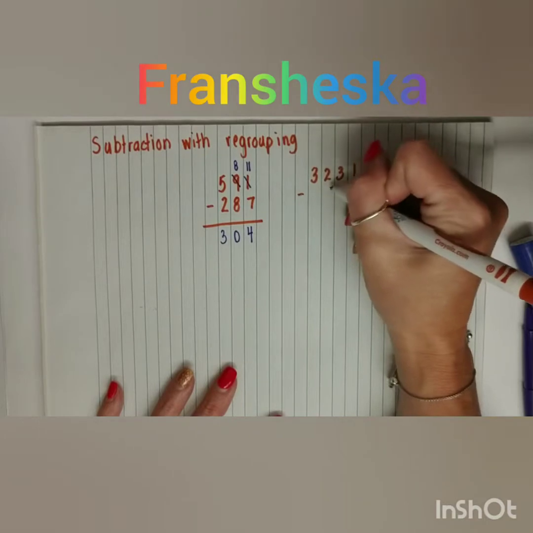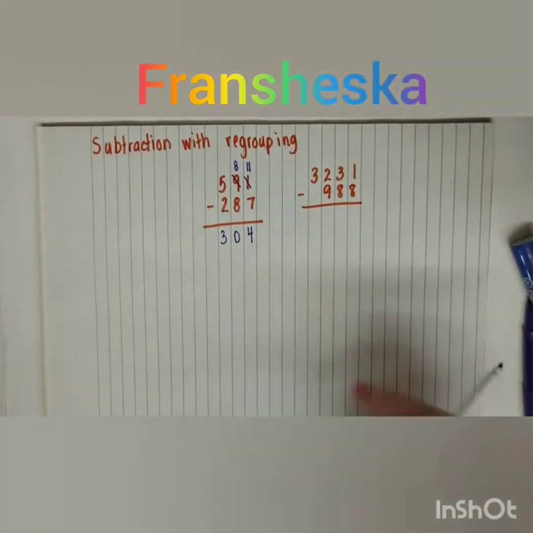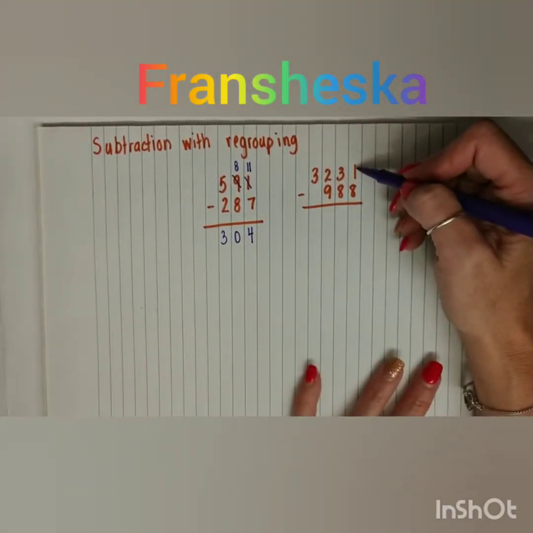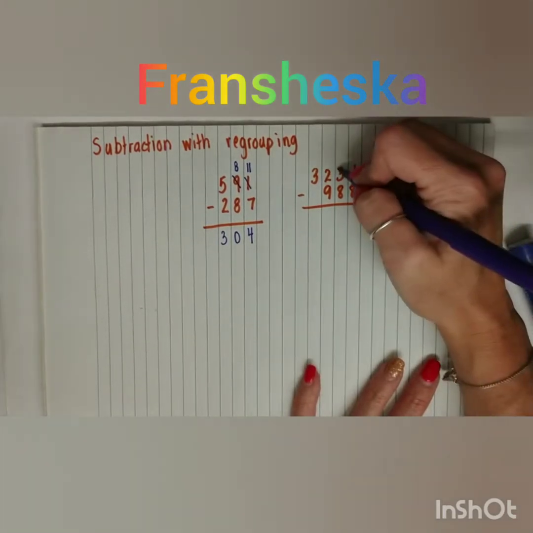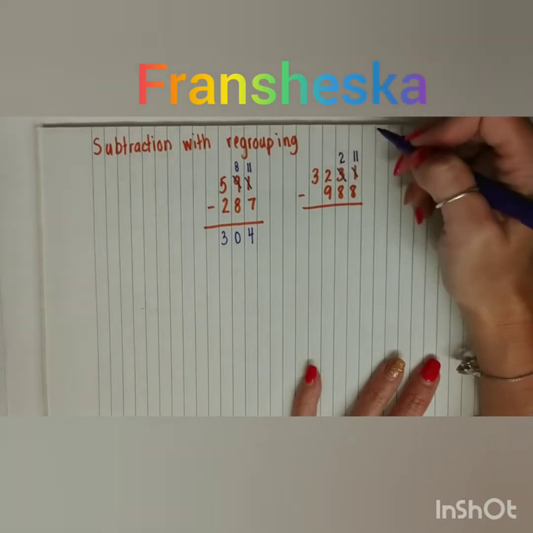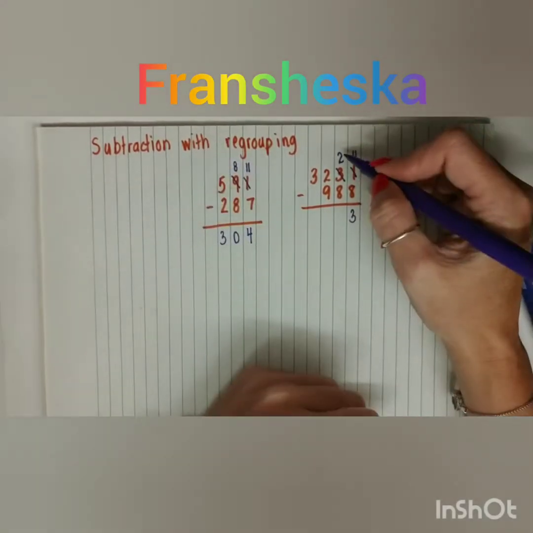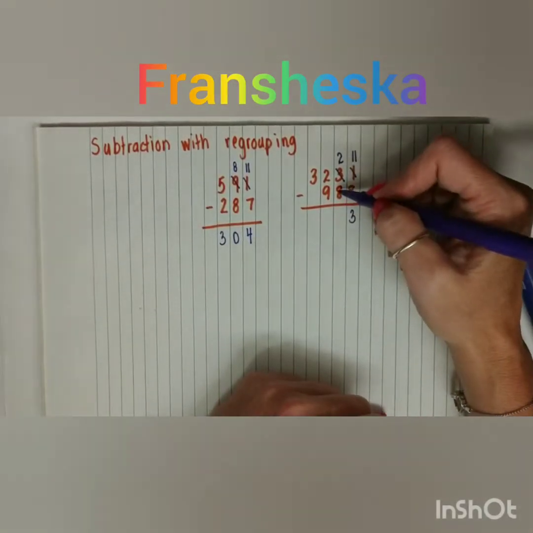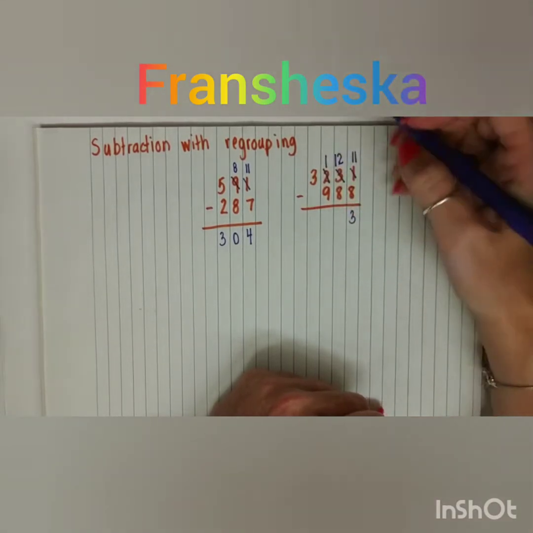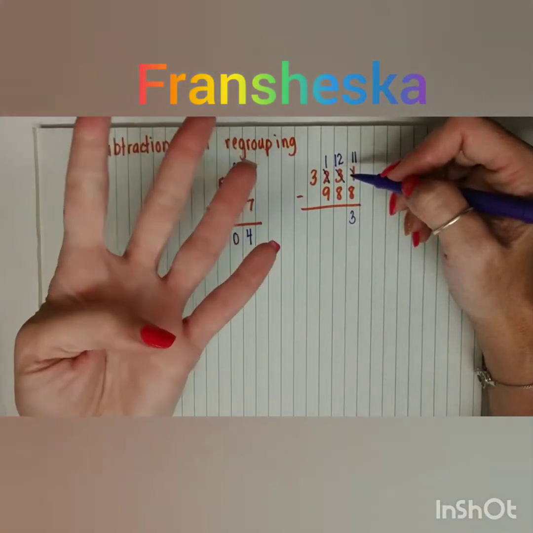3,231 minus 988. All right, so we start in our smallest place value, which is our ones place. I cannot take 8 from 1, so I have to regroup. So I'm going to borrow from the tens place. That becomes a 2. This becomes an 11. 8, 9, 10, 11. I have 2 minus 8. I can't do that. I have to regroup, so I'm going to borrow from the hundreds. That becomes a 1. This becomes a 12. So 12 minus 8, 9, 10, 11, 12.